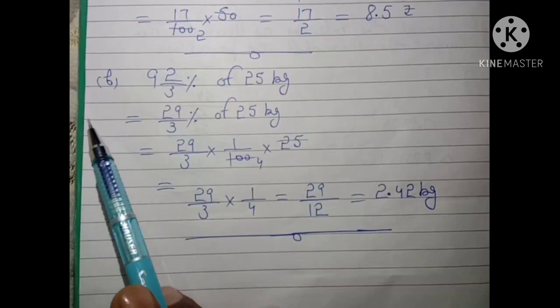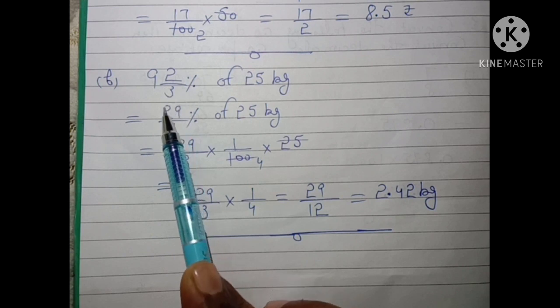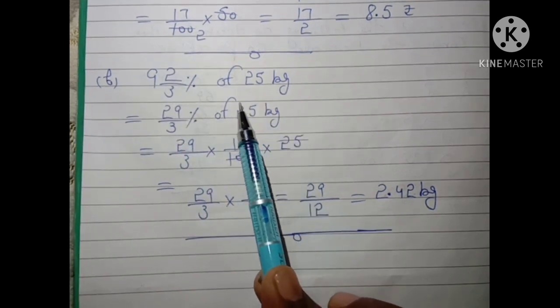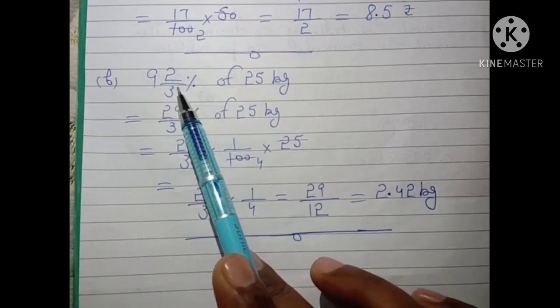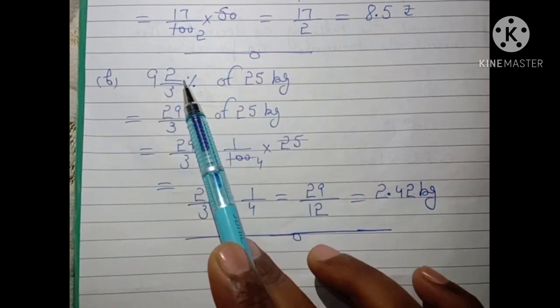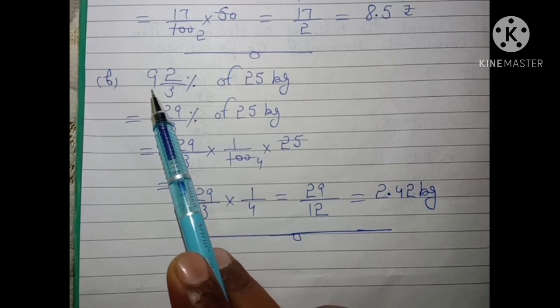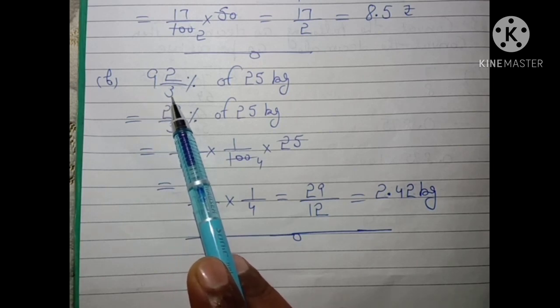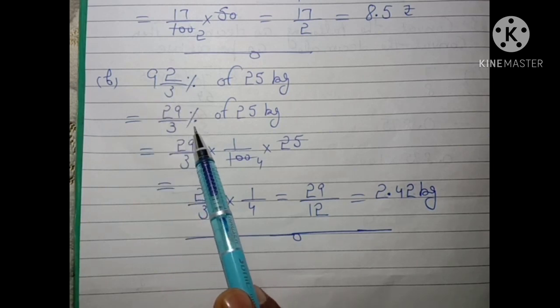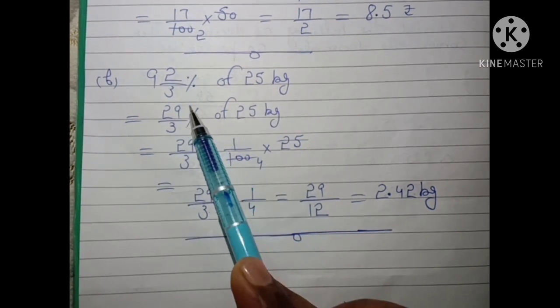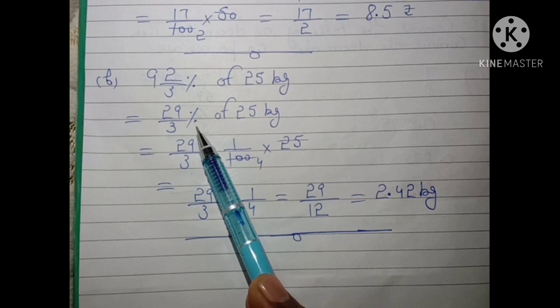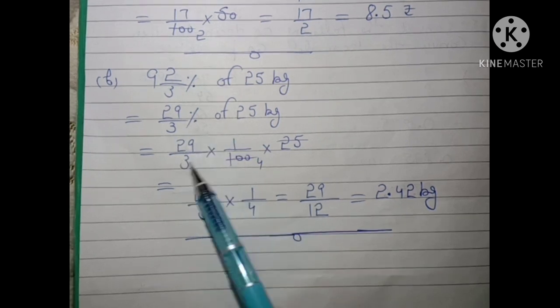So okay, now you can see the B part, it is 9 and 2 by 3% of 25 kg. First of all you can see this is given as a mixed fraction. So first we have to convert this mixed fraction into a simple fraction. How can we convert? 9 threes are 27, 27 plus 2 is 29 by 3% of 25 kg. And again the simple step we have to do: remove this percentage by multiplying this term with 1 by 100.